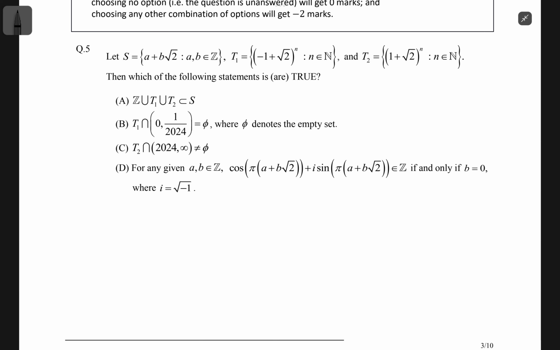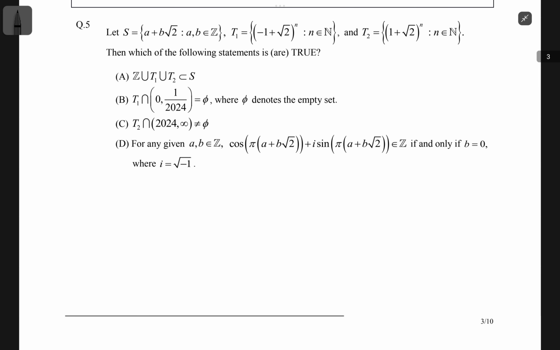I like this question, kind of, because I have solved way too many complex number questions, and this one I have done like 3-4 times. So let's do it again. S is the set of all numbers that can be represented as a plus b root 2 such that a and b are integers, and T1 is this set and T2 is this set.